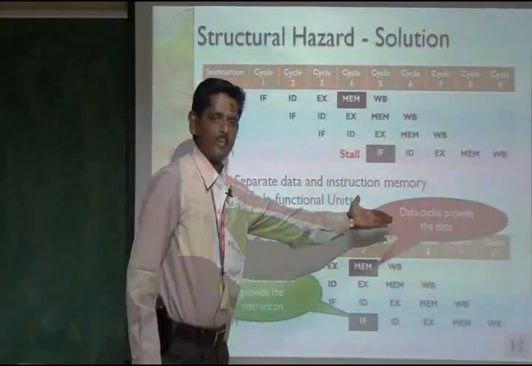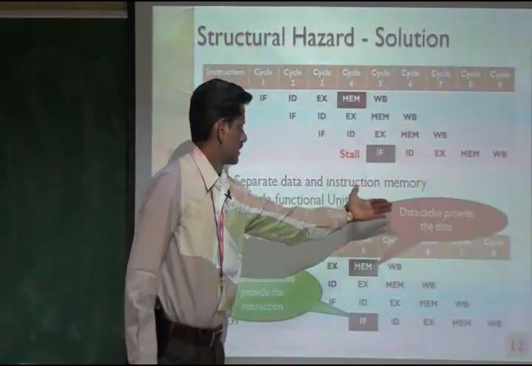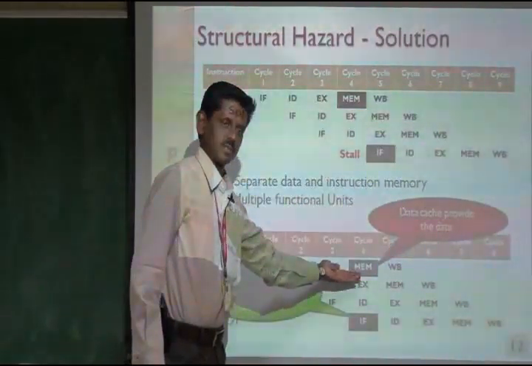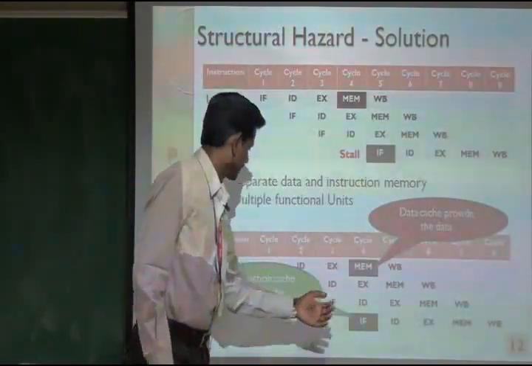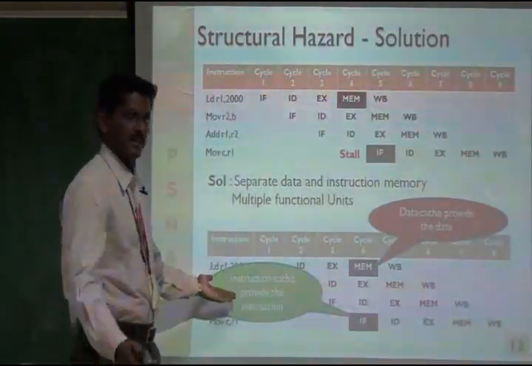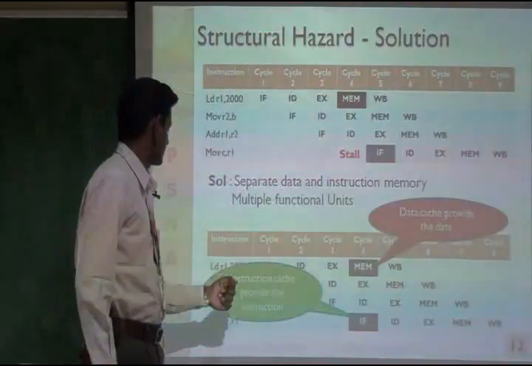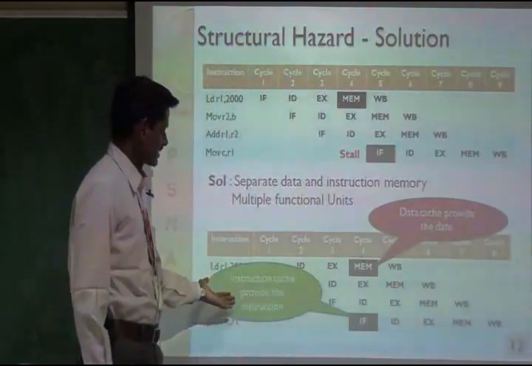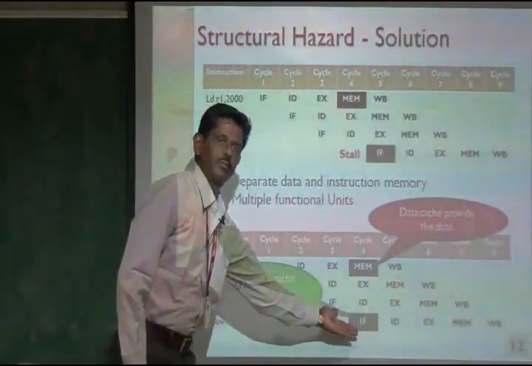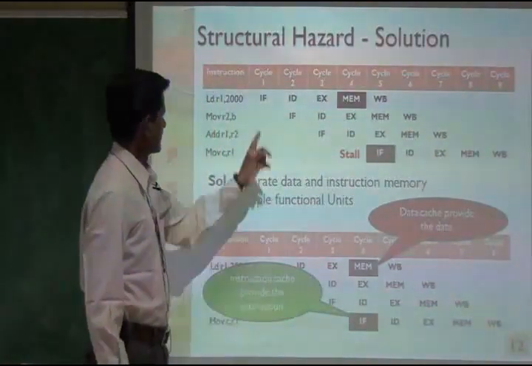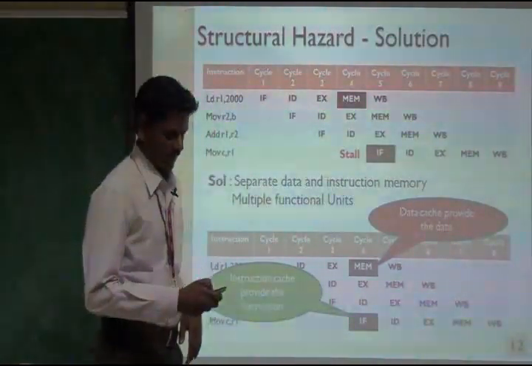So a separate memory called data cache may provide the data for instruction 1. At the same time, another memory, the instruction cache, may provide the instruction for instruction 4. So by the way, the structural hazard can be solved.